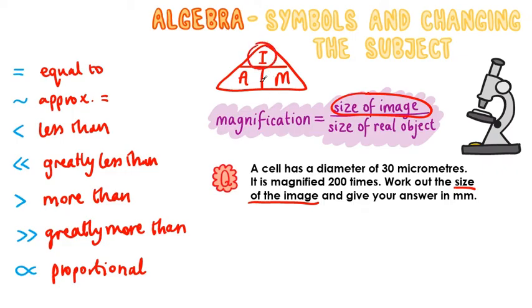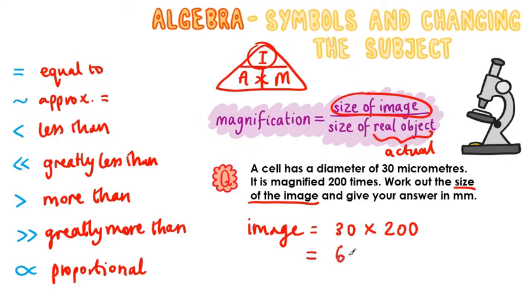So what we're going to do then is take the A and multiply it by the M. A, remember, we just meant actual, which is the same as the real object. Okay, so to work out the size of the image, we're going to do the magnification times by the actual. So we're just going to do 30 times 200. And that will just give us 6,000.